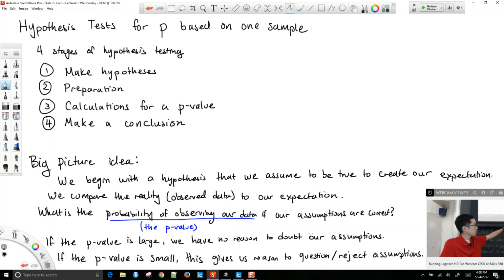The assumptions we make are going to be our null hypothesis. That's what we assume to be true, the null hypothesis. Okay, so I'm going to get into each of these steps, stage 1, 2, 3, and 4, but don't lose sight of the big picture here.